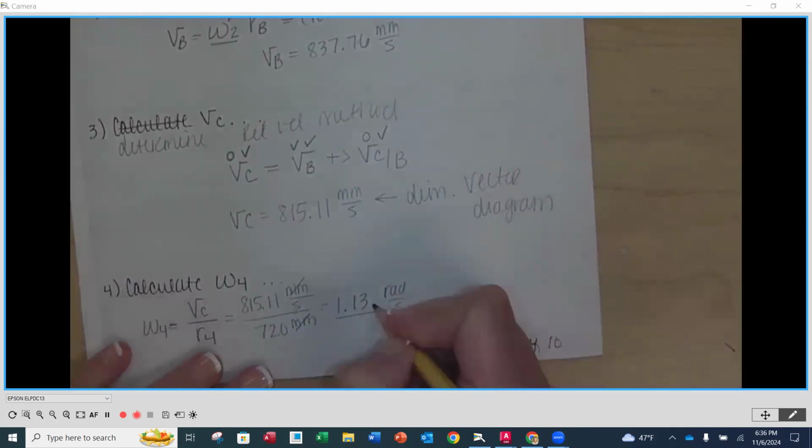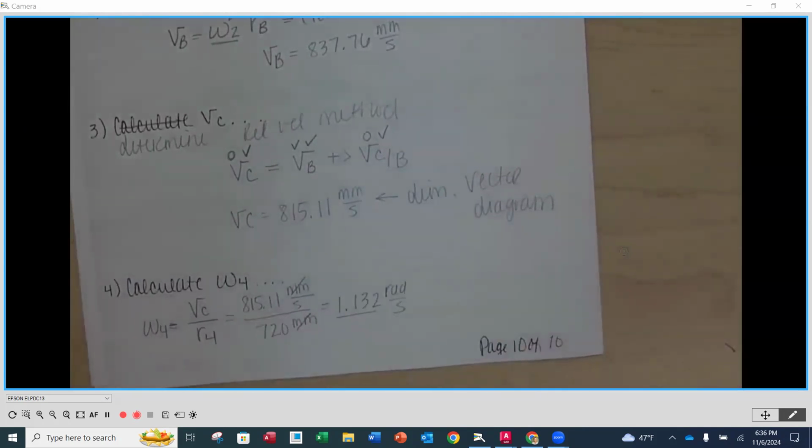1.13. I got 1.132, maybe, I don't know. Again, our little decimals might be off a little bit. Radians per second, correct, because the millimeters cancel, so it's nothing per second, but radians magically appear for us, right? So am I done? Done. I've got W4.